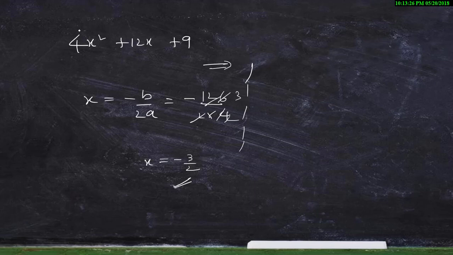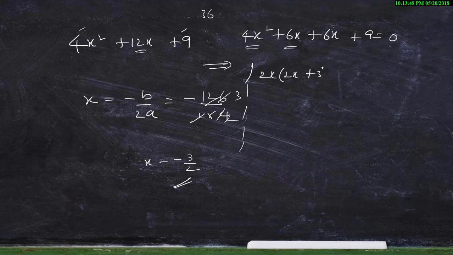So the product you should get as 36, and the sum you should get as 12. I think 6 and 6, we can get 6 and 6, right? 6x plus 6x plus 9. 6 plus 6 will give 12, and 6 into 6 will give 36. Now from the first two terms we'll take 2x common. You'll get 2x plus 3, here 3 common, and you'll get 3 into 2x plus 3. Now we'll just take 2x plus 3 common, again 2x plus 3, right?